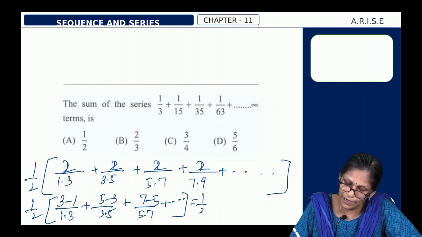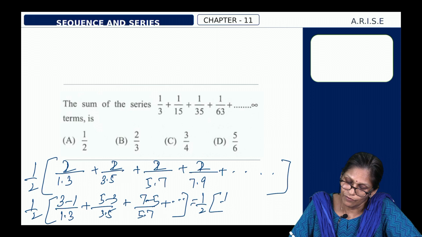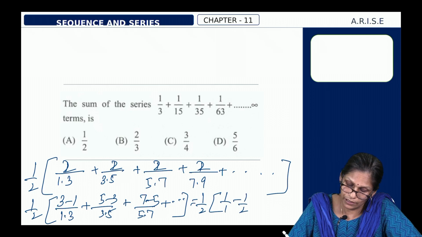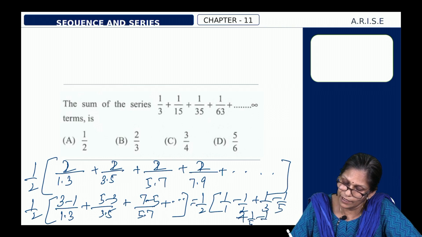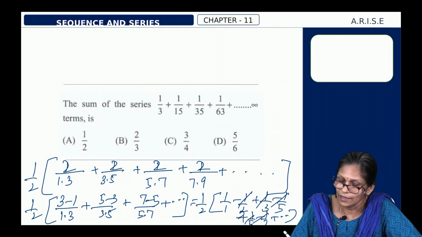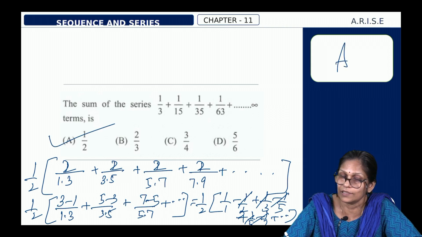So, this is 1 by 2 into, separate the terms, 1 by 1 minus 1 by 3. Next is 1 by 3 minus 1 by 5. Next is 1 by 5 minus 1 by 7 and so on. So, these terms will all cancel. So, what are the terms that remain? 1 by 2 into 1, 1 by 2. Option A is your answer.